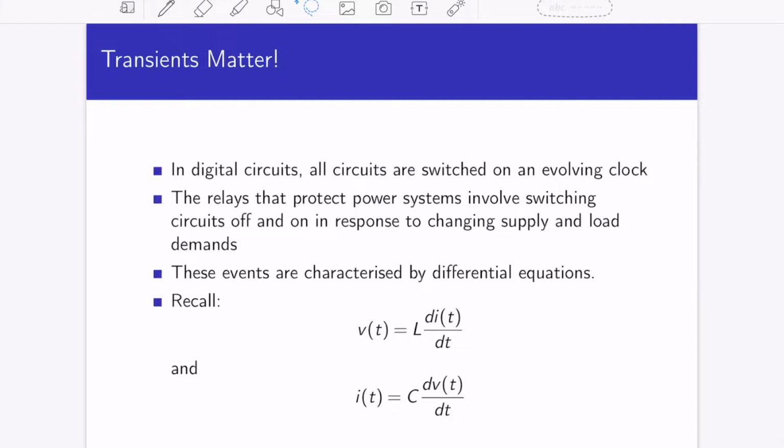Remember, when we first started talking about inductors and capacitors, we remembered from physics that v(t) is equal to L di/dt for an inductor. And for a capacitor, the current i(t) is equal to the capacitance times dv/dt.